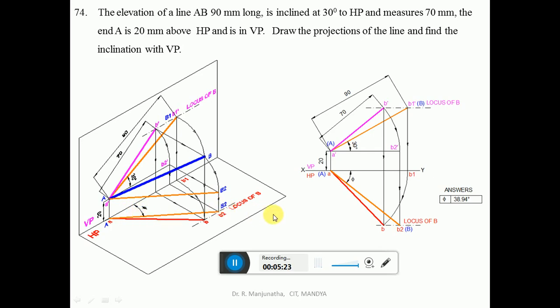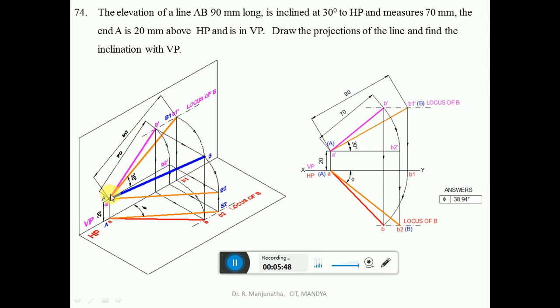Now when you look from the front view, that is projected onto the vertical plane wherein both A dash and B2 dash are above HP by 20 mm. Since it is parallel to HP, we are getting the true length in HP. So here we are getting the projection here. When you are doing this projection, that means you are projecting this.